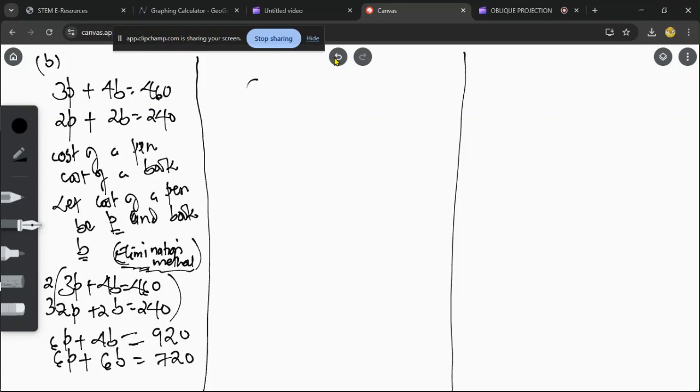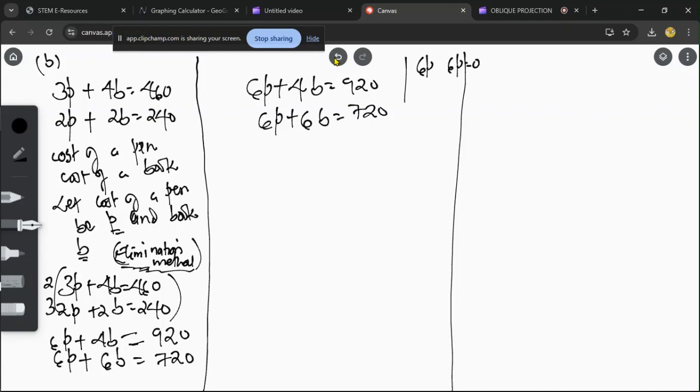So we have now 6P plus 4B is equal to 920. Then 6P plus 6B is equal to 720. So I want to eliminate 6P and 6P. I want it to be 0, so of course I'll subtract these two. Now 6P minus 6P gives me 0, so there's no need of writing it, it's not a must.